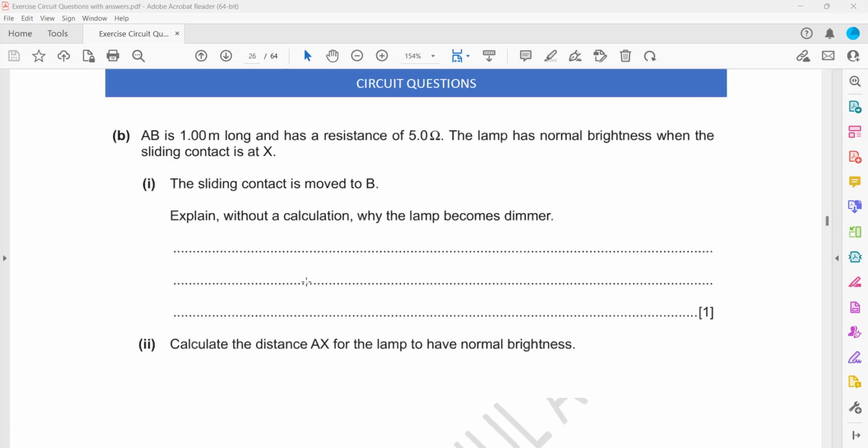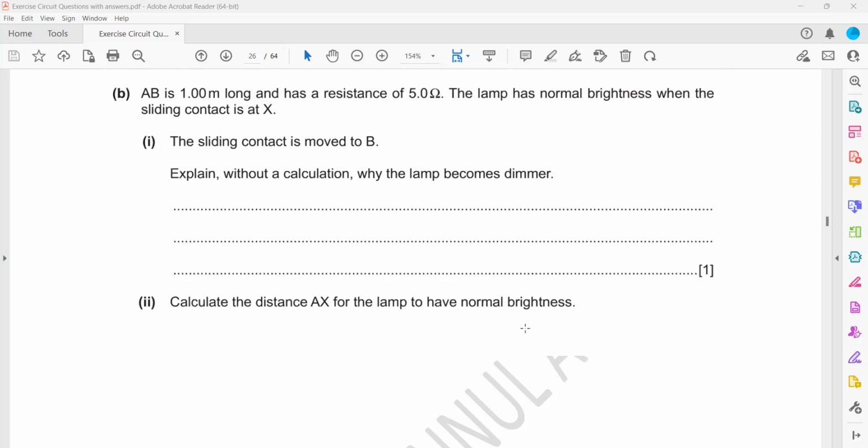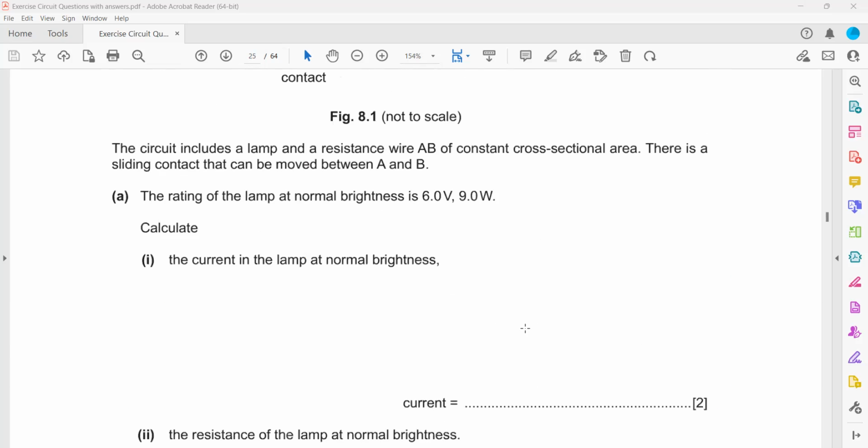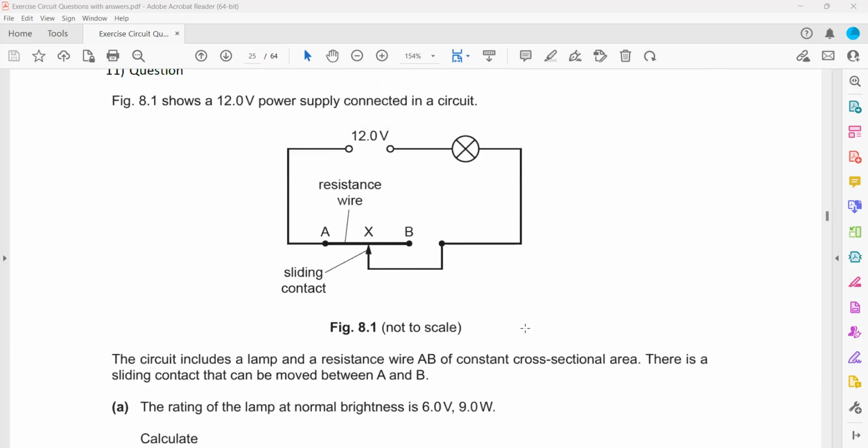Then the next part, we have to calculate the distance A and X for a lamp to have a normal brightness. So if we want this length, how long is this? Look, if a lamp is having a normal brightness, this is 6 volts and this will also be... no, in the figure it is showing a half. We want to calculate the exact value of it. In the figure, it looks like it is exactly half, but we have to show by calculation.